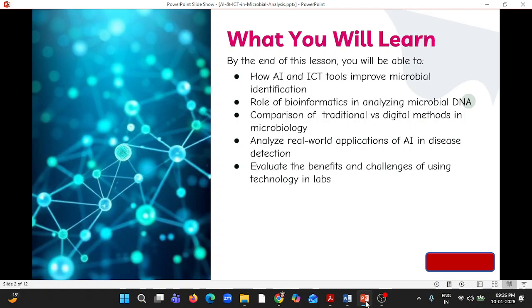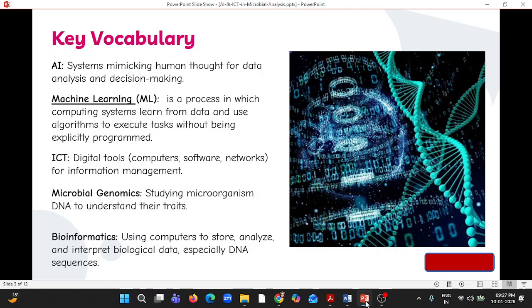In this session, we will learn how AI and ICT tools improve microbial identification, its role and role of bioinformatics in analyzing microbial DNA. It also emphasizes on comparison of traditional versus digital methods in microbiology. Analyze the real world application of AI in disease detection and evaluate the benefit and challenges using this technology in labs. Before we start, we should know about certain key vocabularies.